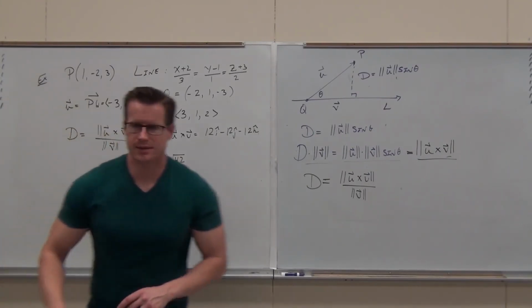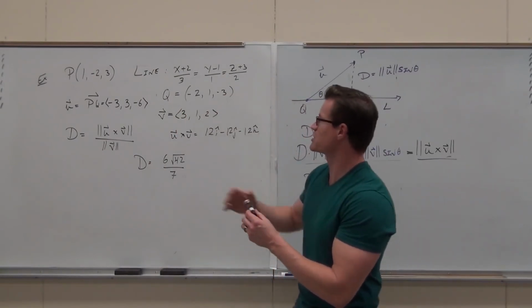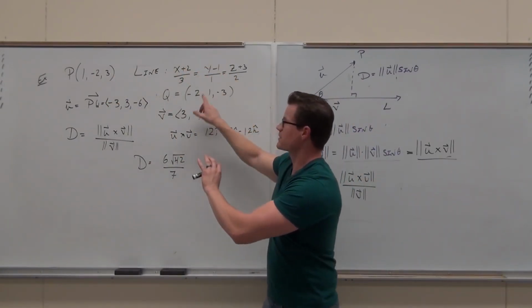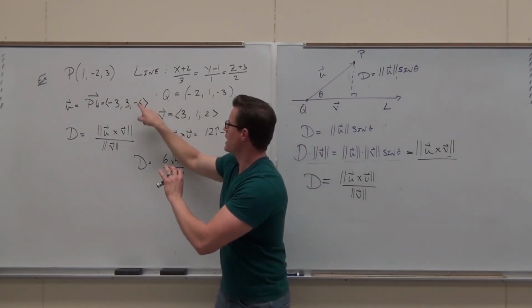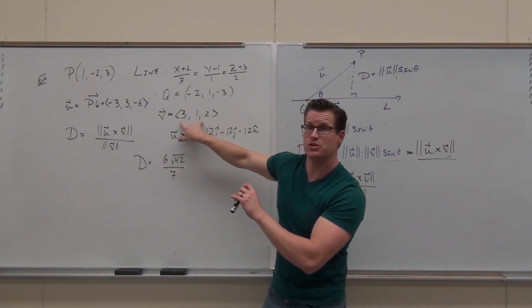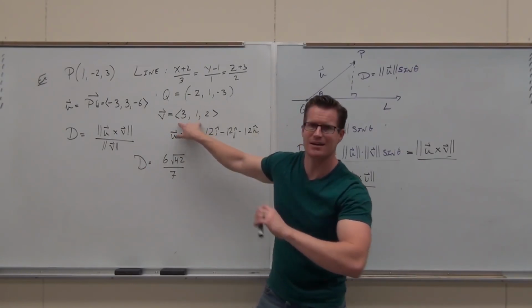I want you to try it. It's not that hard of a thing to do. We just take a point, we take a line. This line gives us a point. It gives us a vector. Just find the vector between these two guys. Cross product, magnitude, and divide by the magnitude of that vector, the one from the line, and that does it.